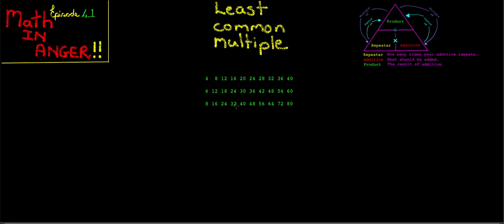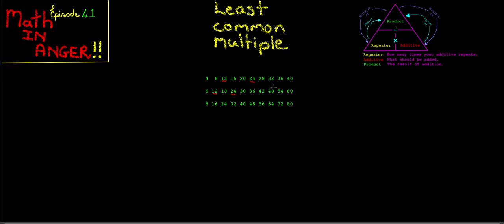Take a look at this. This is the multiplication table for 4, 6, and 8. And all of these are multiples of 4. All of these are multiples of 6, and all of these are multiples of 8. All right? So what is a common multiple? Well, take a look at this. Both 4 and 6 have 12 as a multiple. Are there more? Yes, there are. Take a look at this. 24.